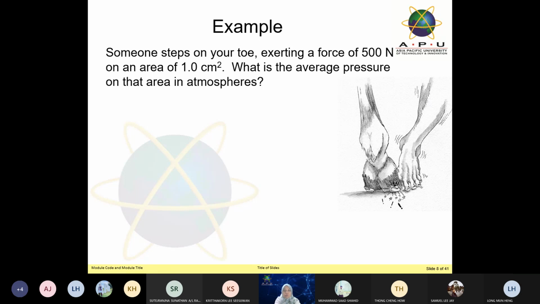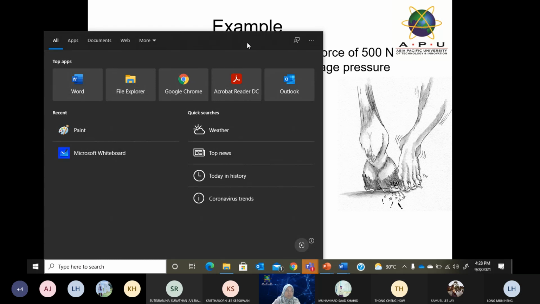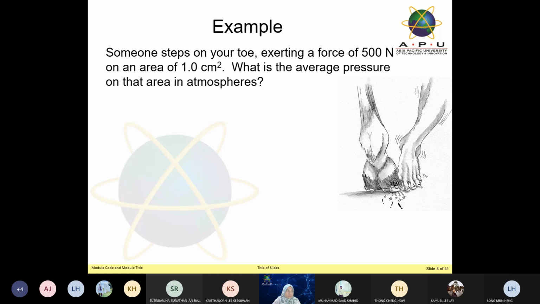So, what you need to do, the 1 centimeter, you need to convert to meter. Okay, 1 centimeter to the power of 2. Now you convert to meter, centi is 10 to the power of negative 2. Okay, I open whiteboard. You think first, what is the value? The centi is 10 to the power of negative 2, but remember you have to the power of 2 here.